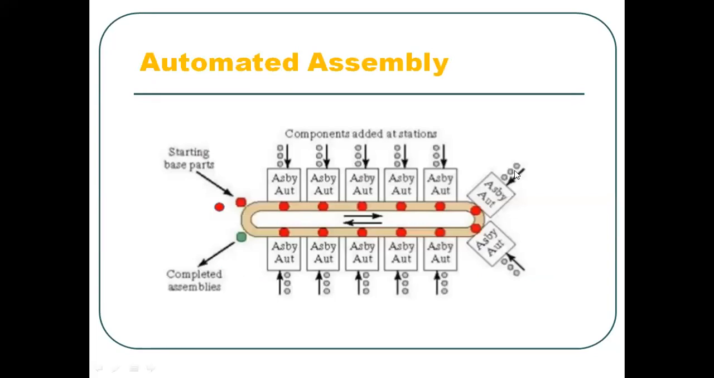Now coming to automated assembly, you see, we had seen this diagram earlier, isn't it? When we were discussing the configurations in the transfer lines. So basically, you have workstations. You were performing processing earlier. Now you're performing assembly. That's all.